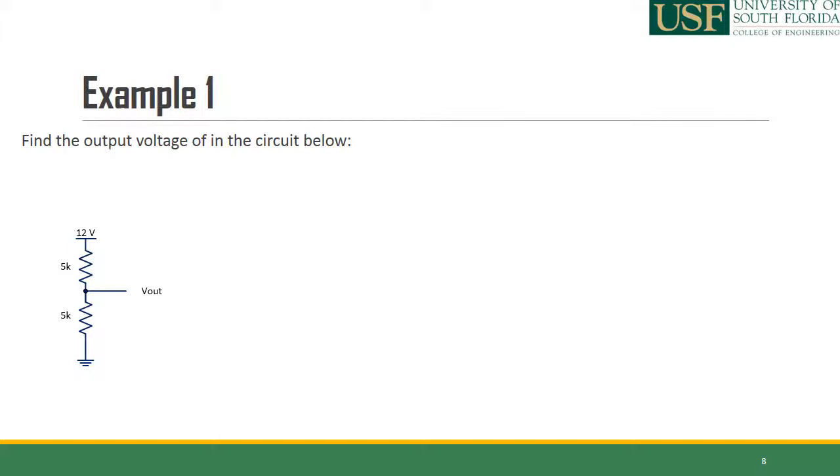So let's start with a very simple example. Assume that we have a 12-volt power supply and then two resistors, 5 kilo ohms each, and we are interested in finding V out. You can do it again by solving KVL and KCL, but the purpose of these short videos is to bring you to the level where you can use your engineering analysis skill to guess or calculate the answer before trying to solve the circuit with basic equations.